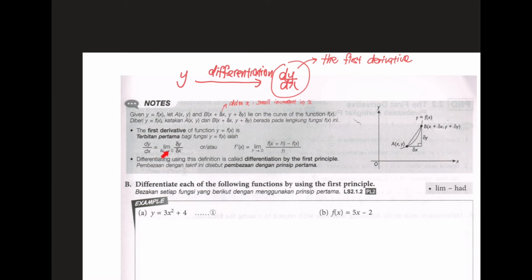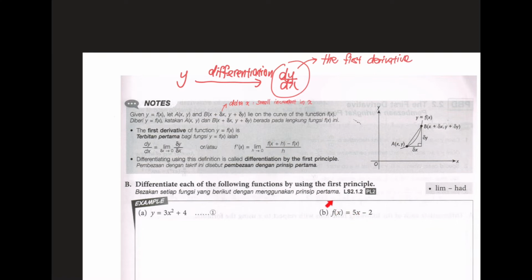Limit delta x approaches 0. Your delta x must be a very small x value, so that's why it is here. The delta x is very small until it is very close to 0. Delta x approaches 0 means very close to 0, and then delta y over delta x. So how to use this formula? Of course, I'm going to show an example. This other formula, I talk about it later.